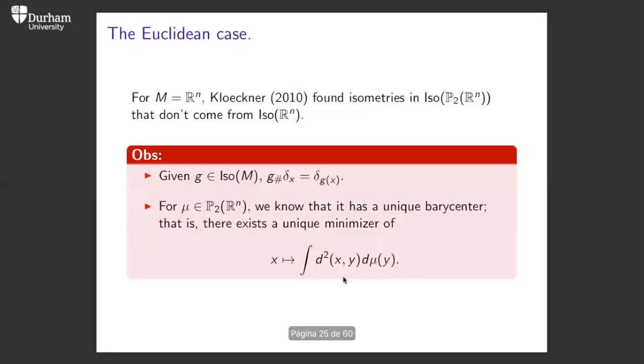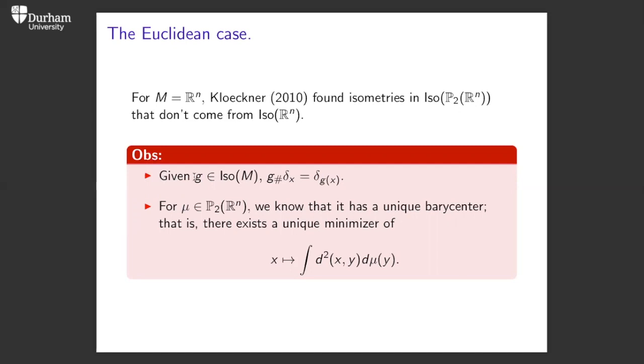Well, this question has already been addressed in the Euclidean case by Kloeckner, and surprisingly, he finds isometries in the L2 Wasserstein space of the Euclidean space, with p equals 2, that don't come from isometries of R^n. And I would like to describe these isometries, and so later this gives a motivation for the problem I'm actually addressing.